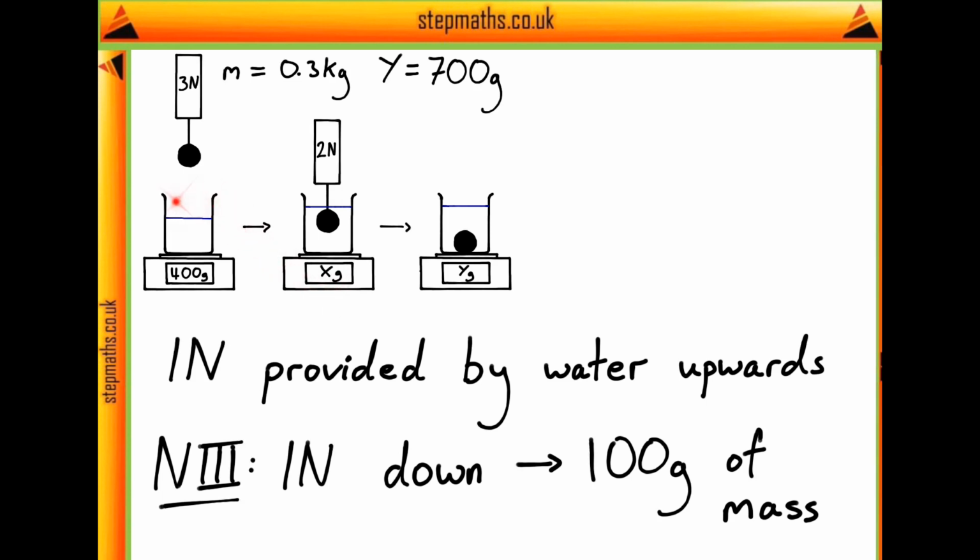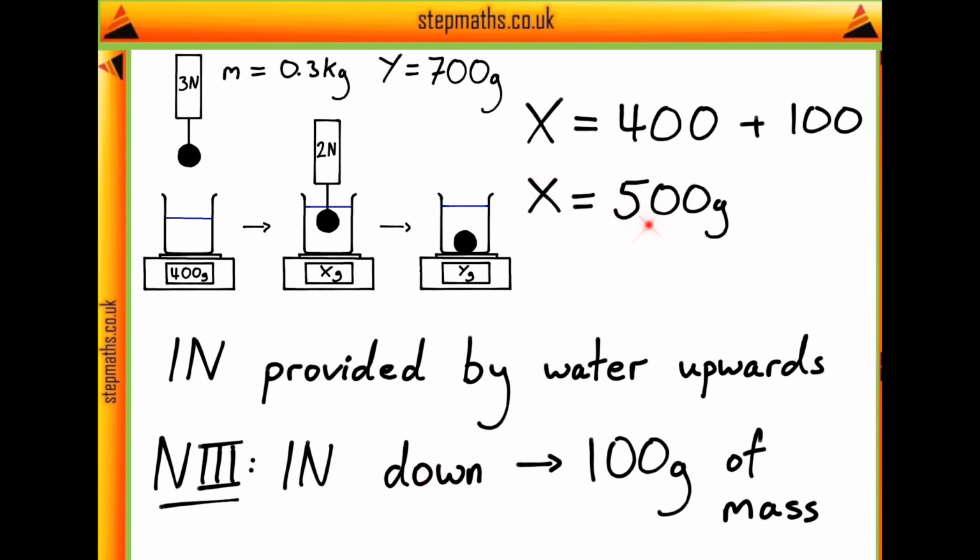So what are our scales going to be reading here? Well, they're going to be seeing the mass from the beaker and the water together, and they're going to be including this 100 grams from the 1 newton force on the ball. Therefore, x should read just 500 grams, and then this x equaling 500 grams with our value for y of 700 grams will correspond to answer F given in the question.